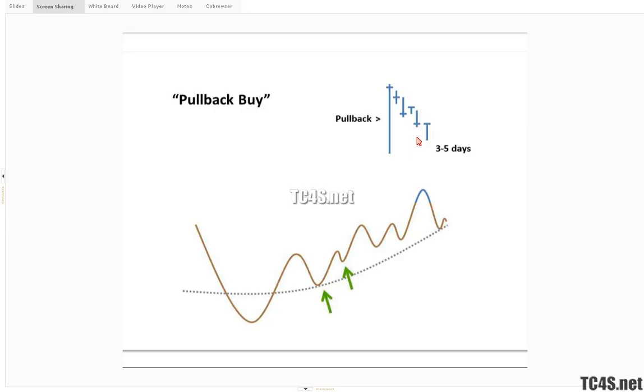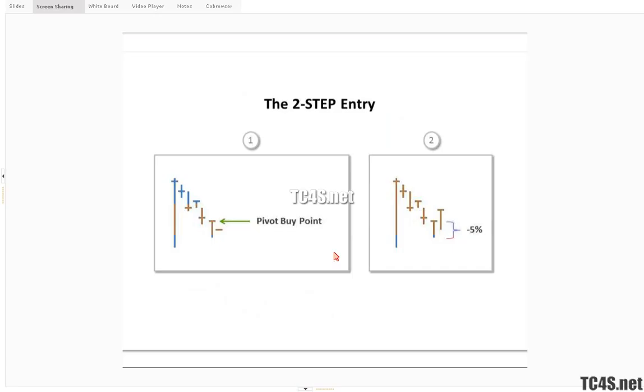What normally happens is you'll get the pullback for 3, 4, 5 days, and then sometimes you'll even spend a few days going tight around the bottom here, and you'll form a pivot. I'll show you some examples of that in just a second. But there are two types of entries that I use. One is called the two-step entry. The two-step entry is very simple.